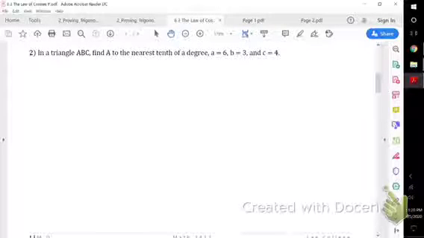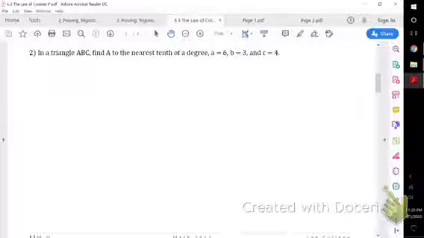6.3, Part 1, Example 2 says in triangle ABC, find angle A to the nearest tenth of a degree, and it tells us that side A is 6, side B is 3, and side C is 4. Alright, well, they didn't give me a formula really defined for an angle, though some of you may have already figured out some of what the formulas are, but we can use the formulas that we were given to find it.